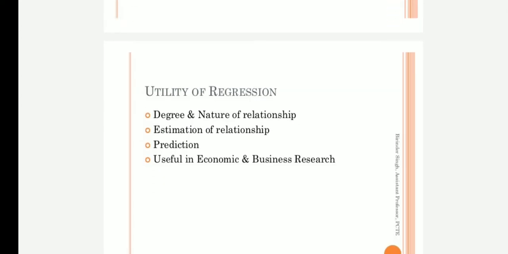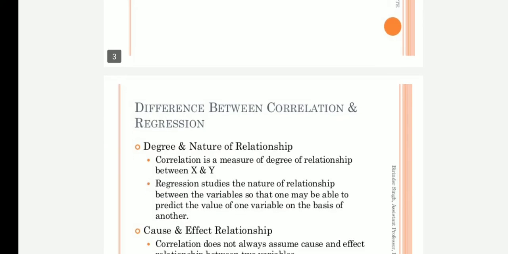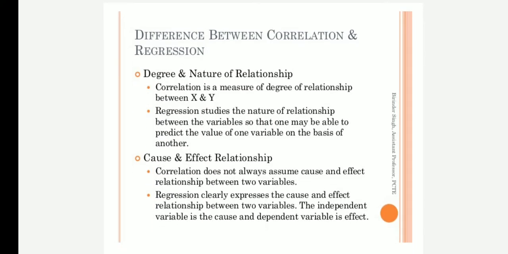Utility of regression. What is the use of that? Degree and nature of relationship, estimation of relationship. By the help of the regression equation, one can estimate the relationship and can also predict future values. These are the utility or uses of regression, useful in economic and business research. Now, the difference between correlation and regression, this you have already learnt.